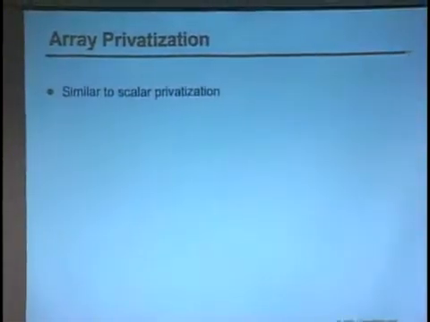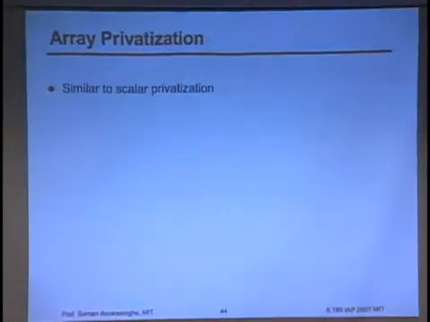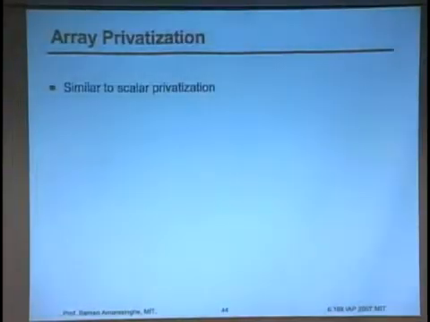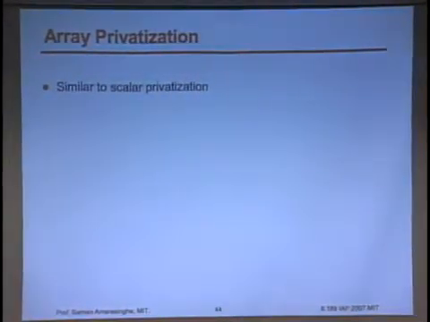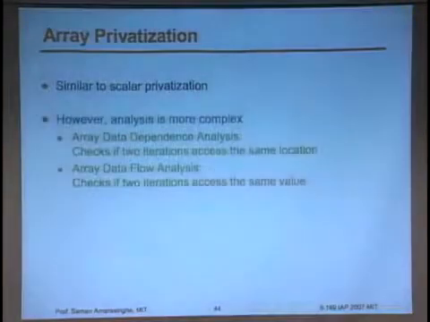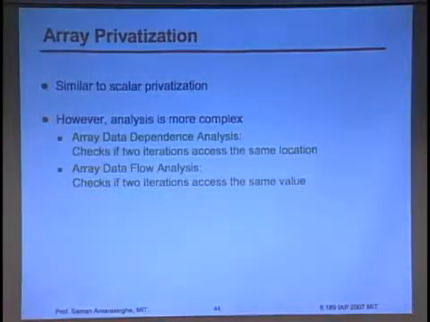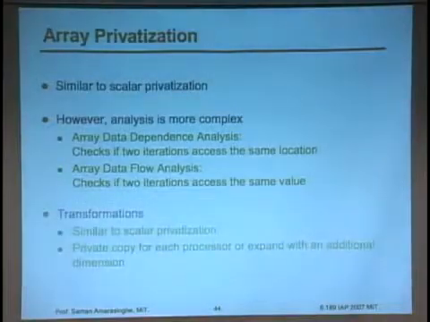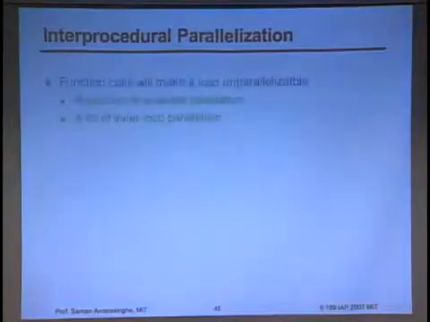So another thing called array privatization. With scalars, I showed you that when you have anti and output dependence on a variable, you need to privatize. And in arrays, you have a lot more complexity. I'm not going to go into that. You can actually do private copies in there also. Okay, you can do a bunch of transformations.